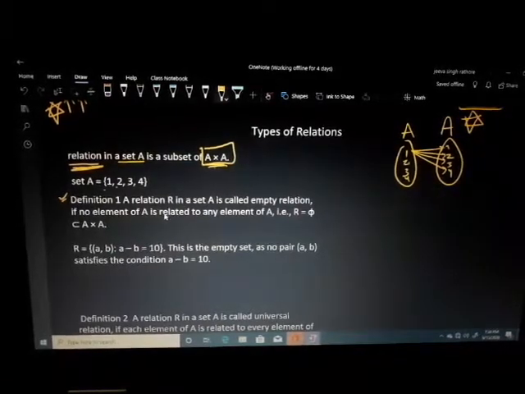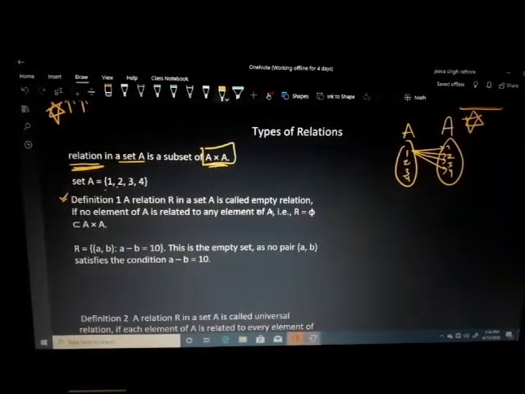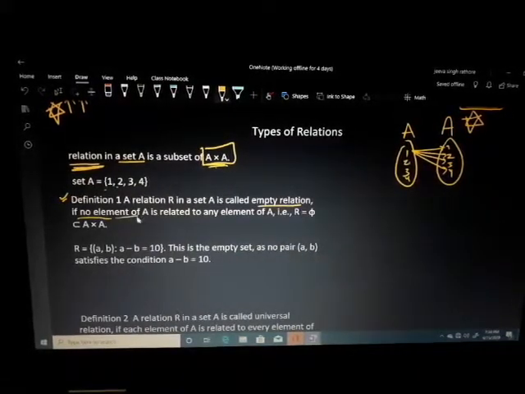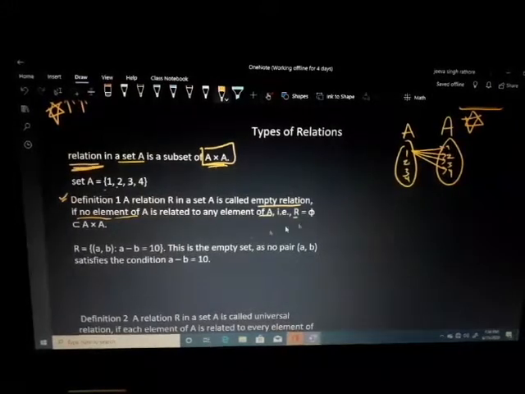Next, two important definitions are here. Already explained it. A relation R in a set A is called an empty relation if no element of A is related to any element of A. That empty relation R is equal to the null set, where the null set is a subset of A cross A.